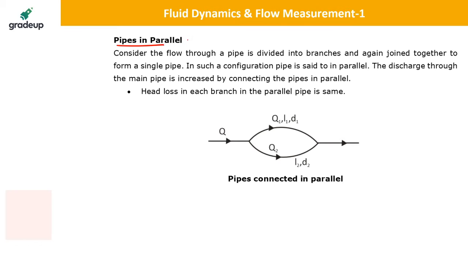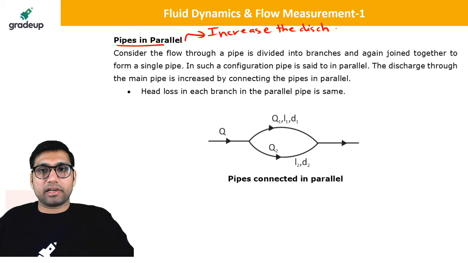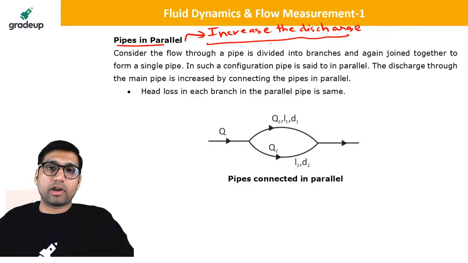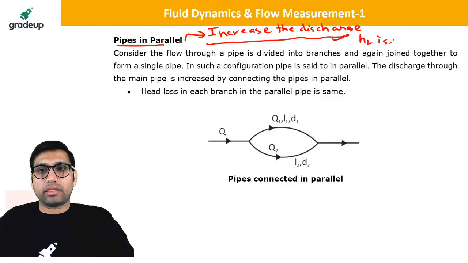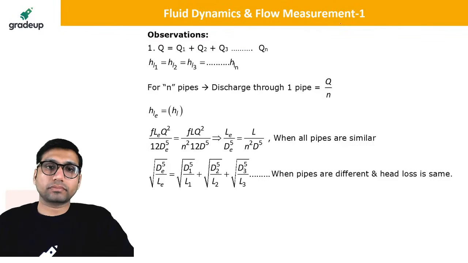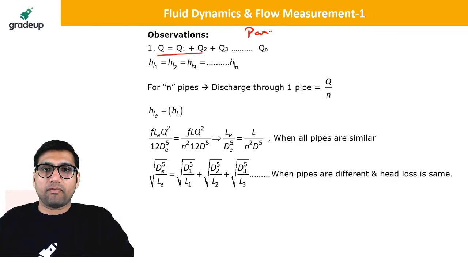Next is pipe in parallel connection. When we connect pipes in parallel, the main purpose is to increase the discharge. If we have to increase the discharge from the pipe, we connect the pipes in parallel. What happens is that the discharge is increased but the head loss remains the same. This will be the condition in the parallel connection.